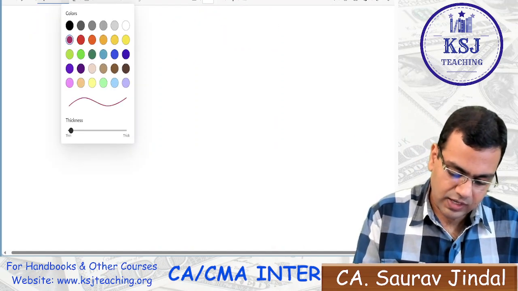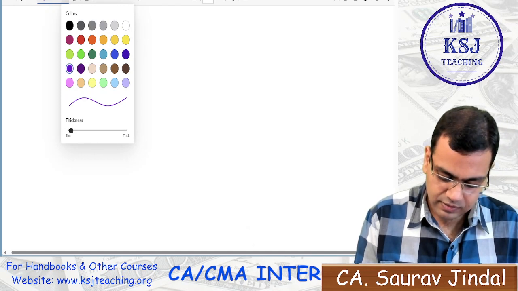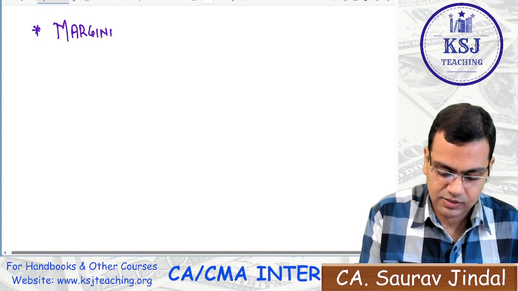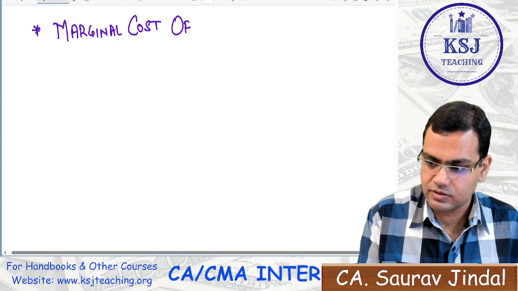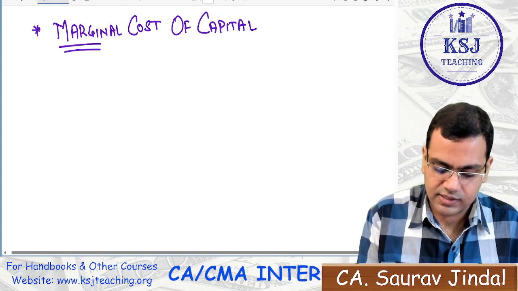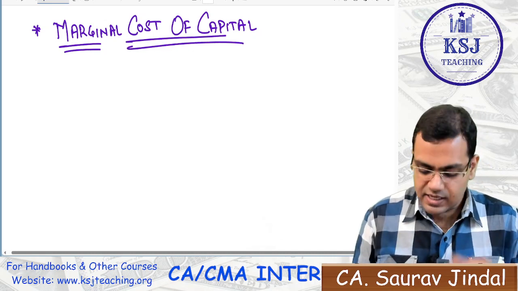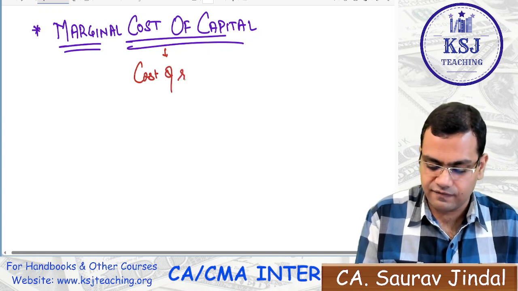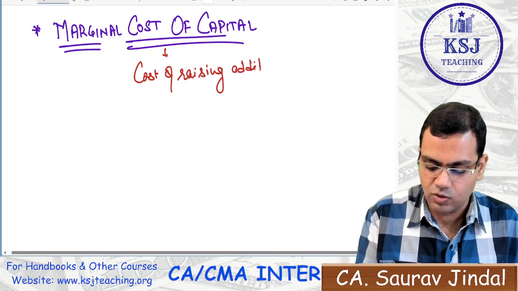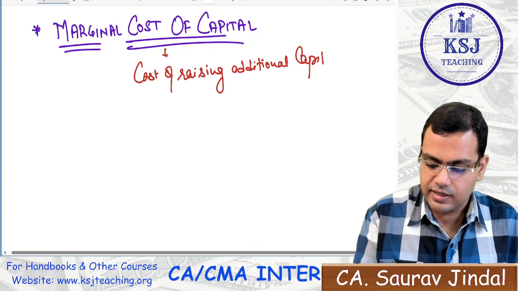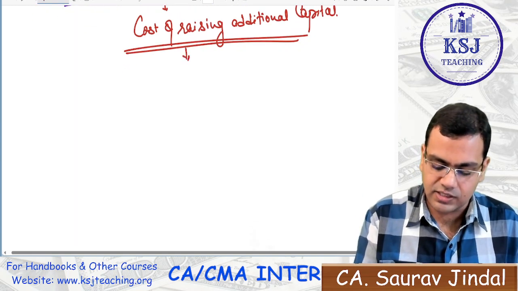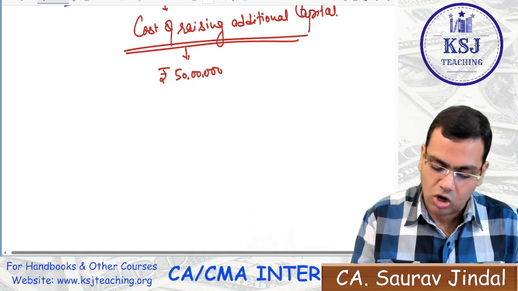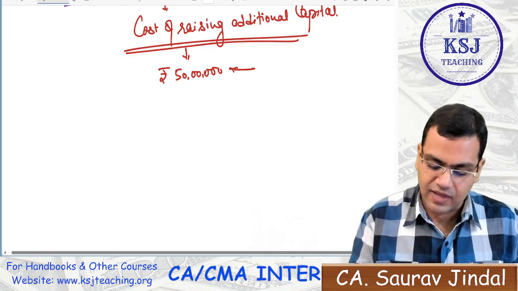One last, very small topic is marginal cost of capital. What is this marginal cost of capital, sir? The marginal cost of capital says you already have some capital, you want to raise additional capital. This is the cost of raising additional capital. Let's say you are planning some expansion, and for that expansion you need rupees 50 lakhs. Now there will be a cost to this 50 lakhs. You need to find out what is the cost for raising this additional capital, that is known as marginal cost of capital.